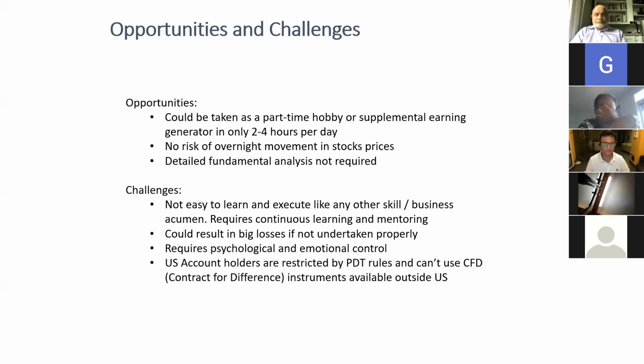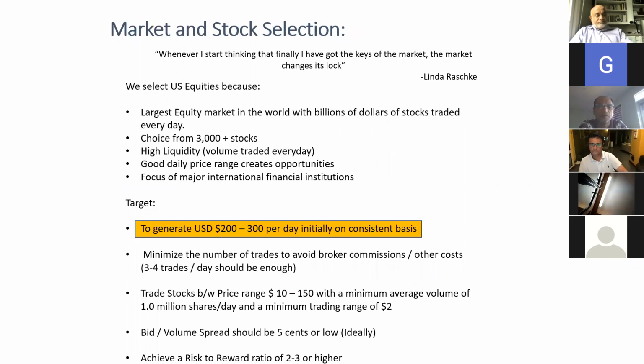As I said, US account holders are restricted by PDT rules. And there is another instrument known as CFD, contract for difference, which is available outside the US. So even people in Canada and the UK can use CFDs for US stocks, but US people cannot use CFDs because they're banned in the USA. What is a CFD? That's an entirely different subject, and since it's not allowed in the US, we will not discuss it here, but those are other options available to investors outside the USA.